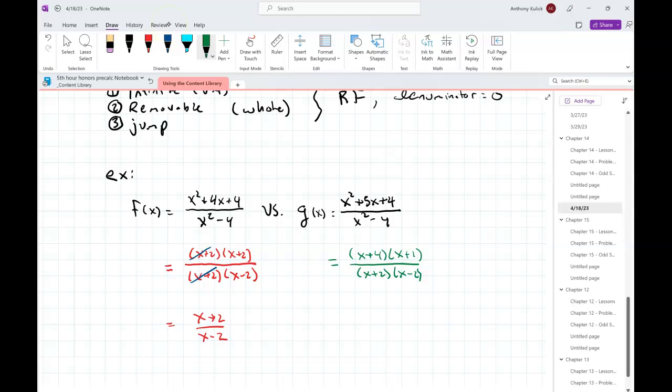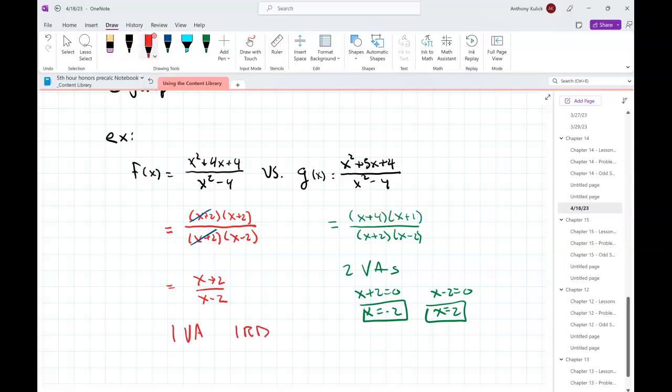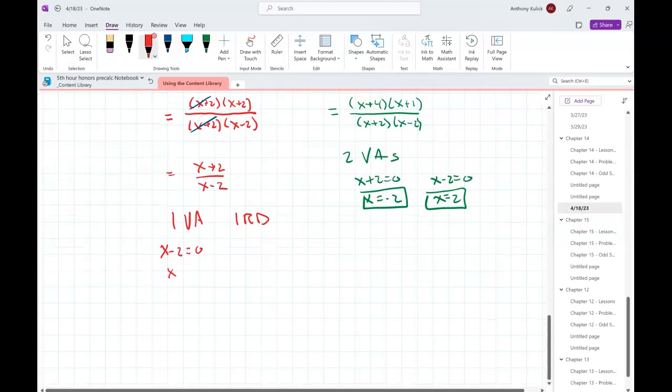Okay. So which one do you think is the one with the two vertical asymptotes? The green or the red? The green. Right? And I just find those two vertical asymptotes by setting the denominator equal to 0 and solving. The red then has the one vertical asymptote and one removable discontinuity. Well, the vertical asymptote, I'm going to set the reduced denominator equal to 0 and solve.